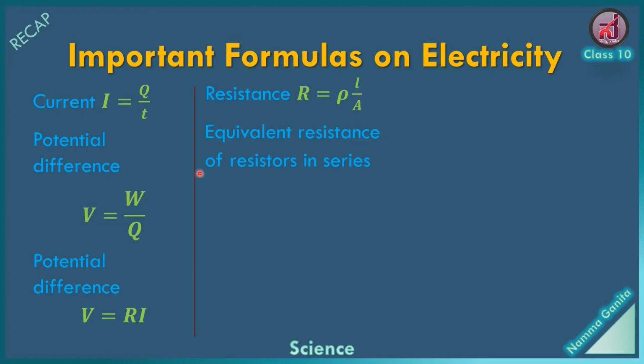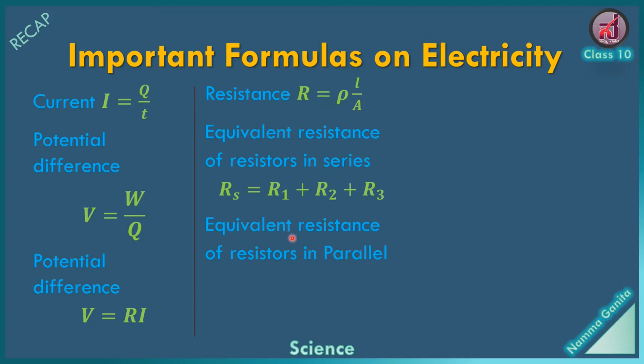Equivalent resistance of resistors connected in series: Rs is equal to R1 plus R2 plus R3. Equivalent resistance of resistors connected in parallel: 1 by Rp is equal to 1 by R1 plus 1 by R2 plus 1 by R3.